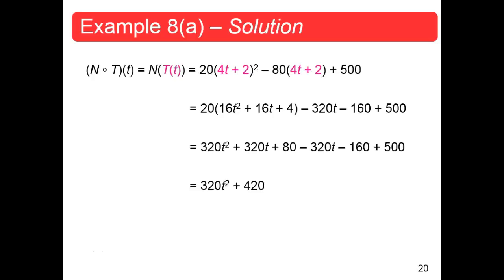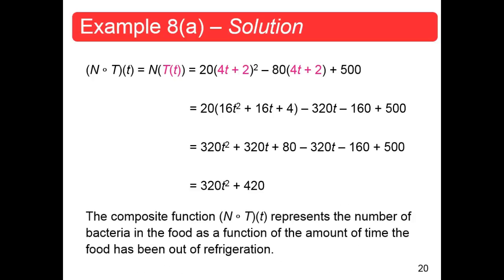And then the interpretation of that: the composite function here represents, we started off with number of bacteria as a function of temperature, then we had an inner function of temperature as a function of time. When you compose those, you wind up with number of bacteria as a function of time. And that's exactly what we did. The composite function N composed with T represents the number of bacteria in the food as a function of the amount of time that the food has been out of refrigeration. And that's what we saw.